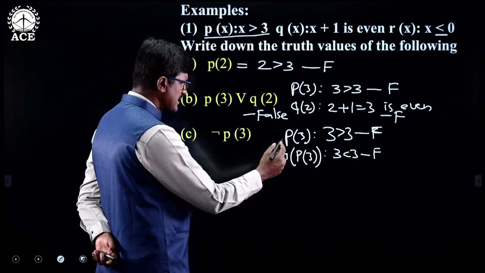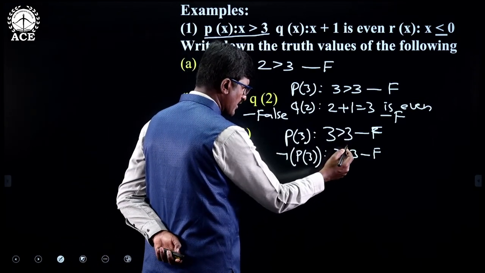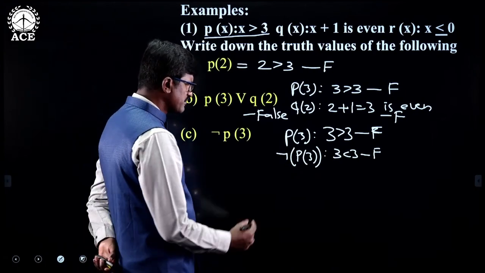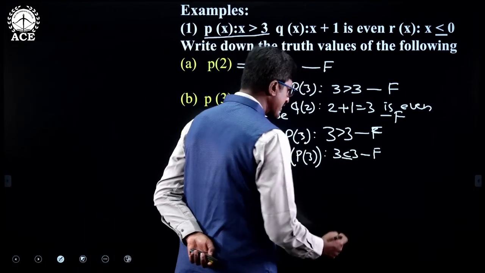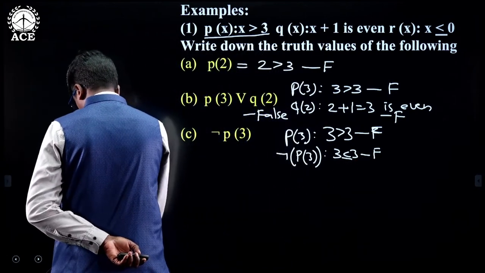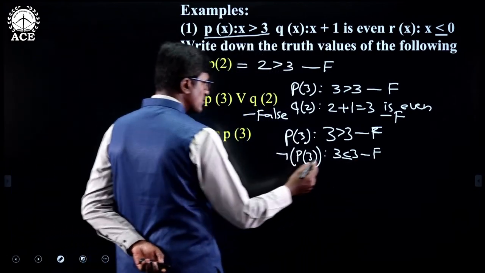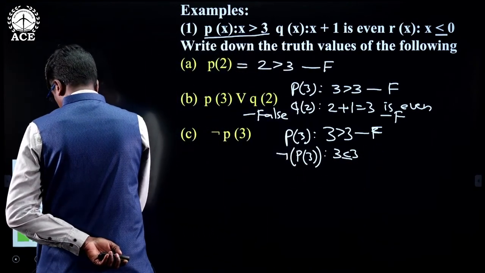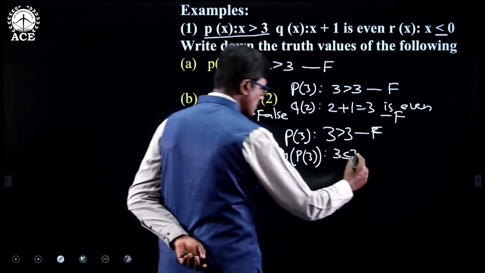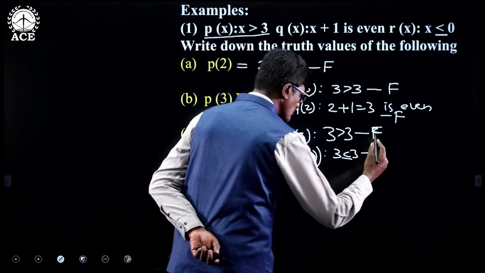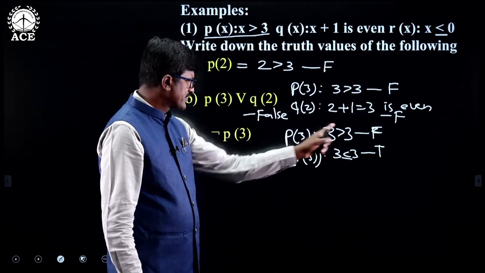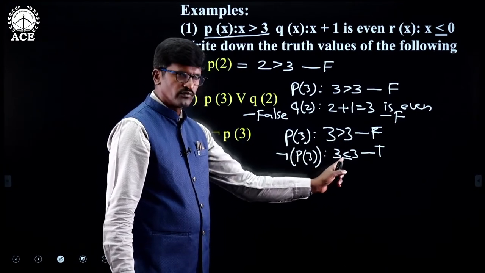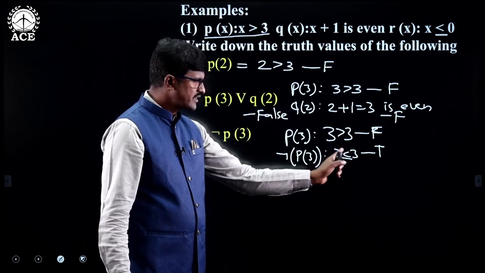P of 3, 3 is greater than 3, is false. The negation of 3 is greater than 3 is nothing but 3 is less than or equal to 3. 3 is less than or equal to 3 means yes, it is true, because 3 is equal to 3. So the truth value of this one is true. So here P of 3 is false, and its negation, 3 is less than or equal to 3, is true when we consider the equality.